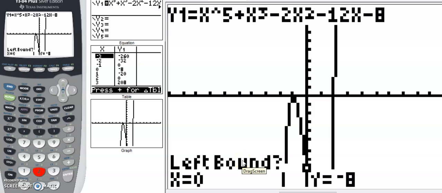If I choose this, what the calculator is going to do is ask me to tell it where to look. So it's going to ask me for a left bound. So I'm going to find this 0. We already know it's at +2, but again, let's pretend we don't. Let's pretend that we just think it looks close to +2.